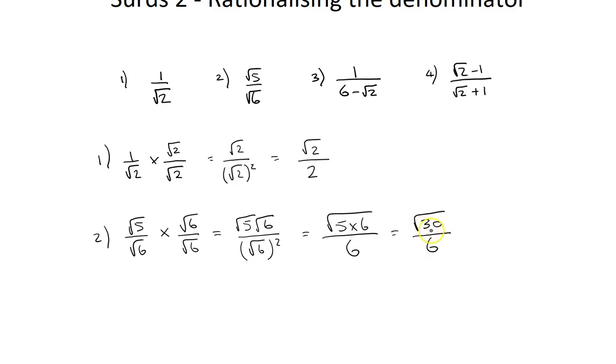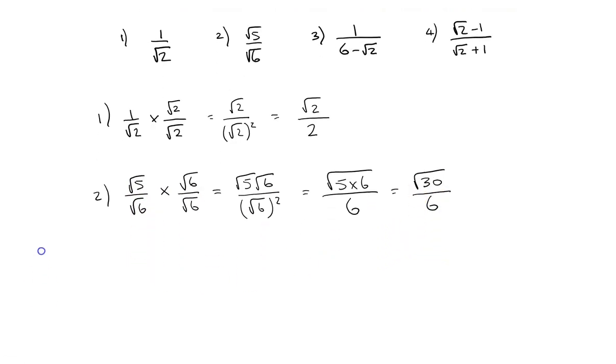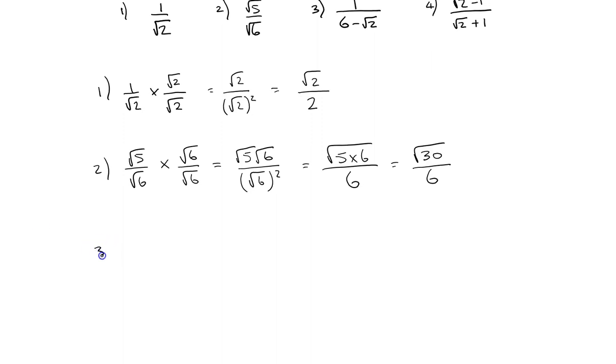Now because the square root of 30 doesn't have any square numbers as factors, I can't break this down and simplify it any further. So that is our new form of root 5 over root 6, but the denominator has been rationalised. Our next example uses a fraction which is a bit more complicated, 1 over 6 minus root 2.